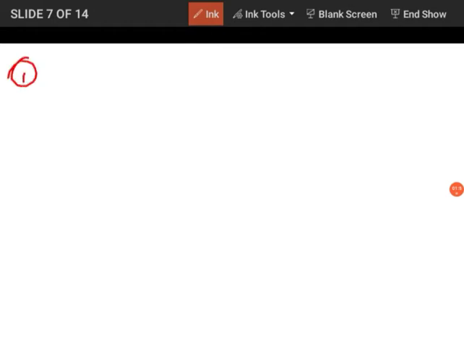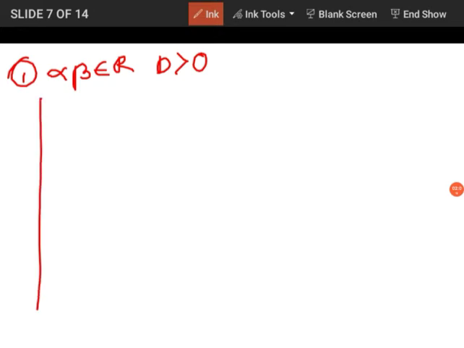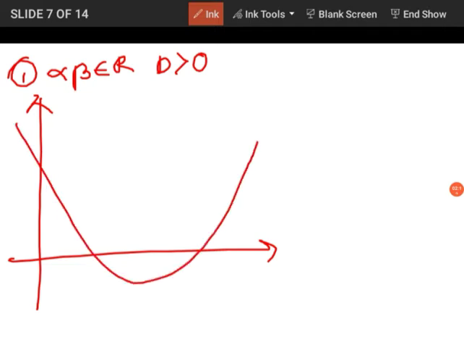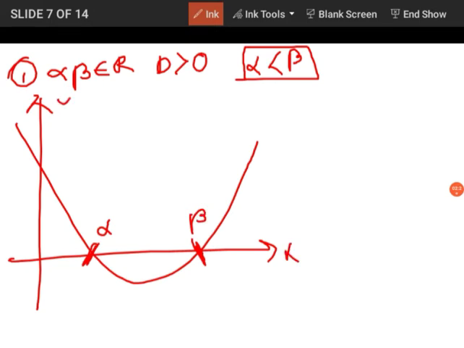That is the first graph, which is for when alpha and beta are real, so the discriminant has to be greater than 0. The graph is very simple. The graph can be like this. Say this is alpha and this is beta. If this is the x-axis and this is the y-axis, alpha and beta are the roots, and they are real because they lie on the number line. So that's what we mean by real.